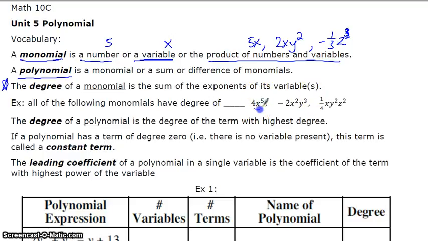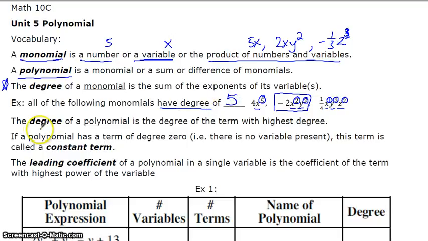If there's only one variable, then it's the exponent, so it's 5. And when there are two variables in one term, then it's the sum of the exponents, so 2 plus 3 is also 5. Or when there are 3 variables, you add the exponents together. Well, the first one doesn't have an exponent, but it is not nothing, it is 1. So 1 plus 2 plus 2 is 5. So all the examples here have a degree of 5. That's what the degree is.